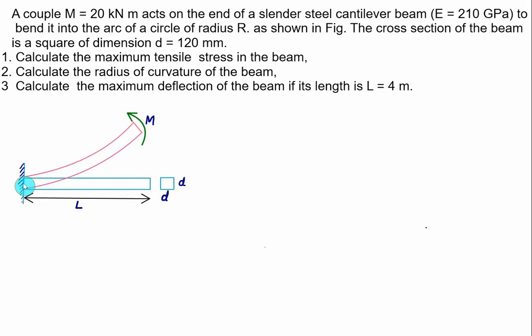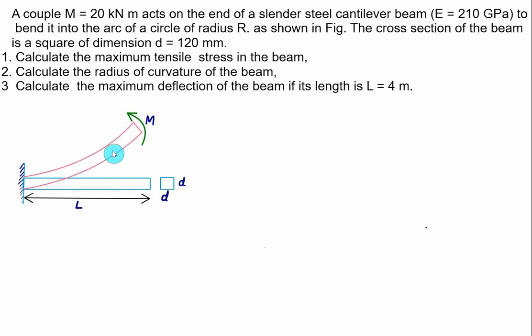So we have initially a slender rod, and this slender beam is horizontal, having a square cross section with the dimension d equal to 120 mm. By applying a couple here, that is sagging, we can turn the bar about the fixed end, and we have shown the new position by this red color.